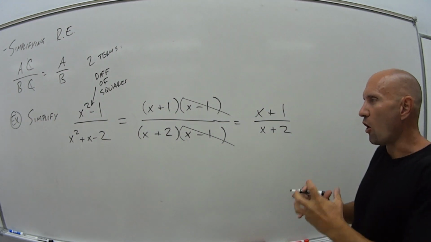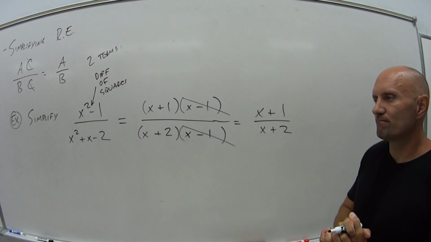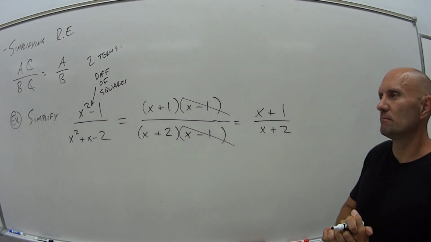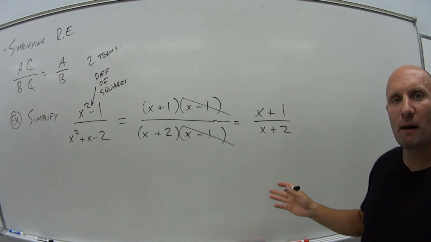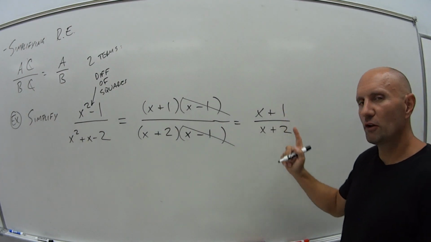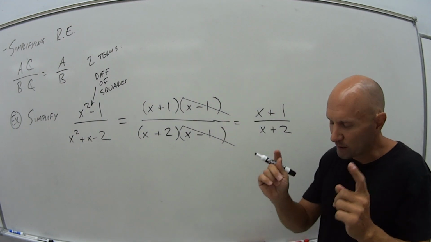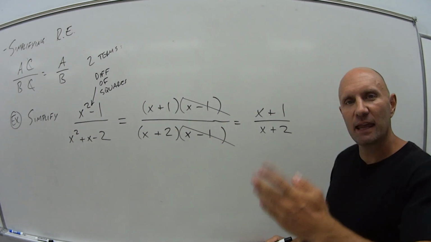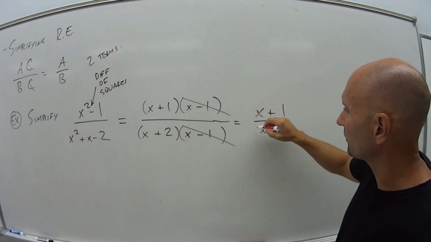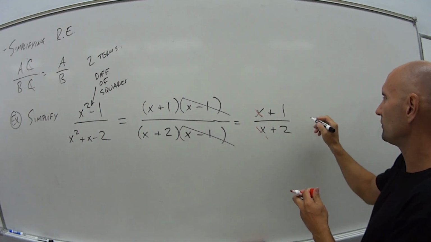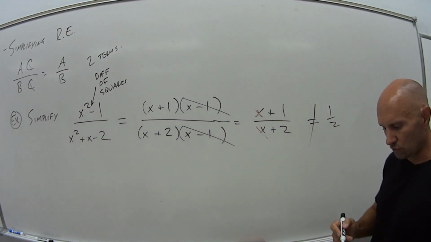But what people always have the urge to do is start canceling out plus and minus pieces. When you have a plus or minus sign in the numerator or denominator, you cannot cancel out the pieces. I can't say, oh, this x will cancel with that x, so it's just equal to 1/2. That's not true. You cannot do that.